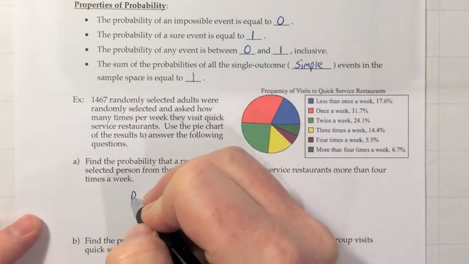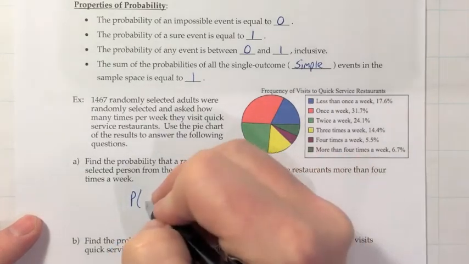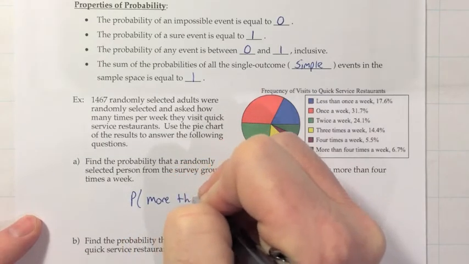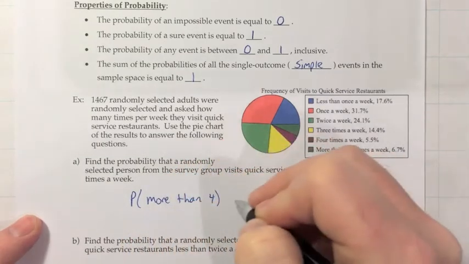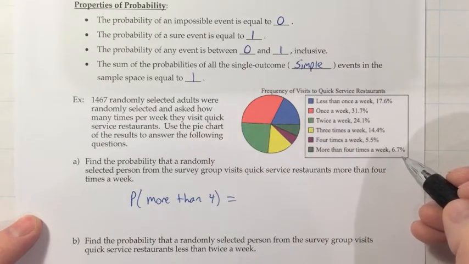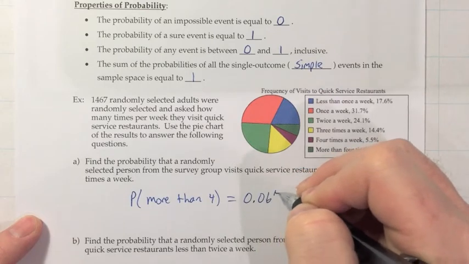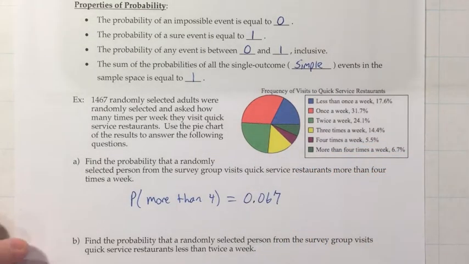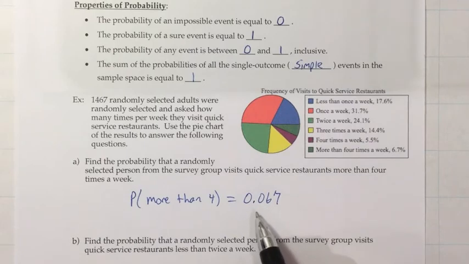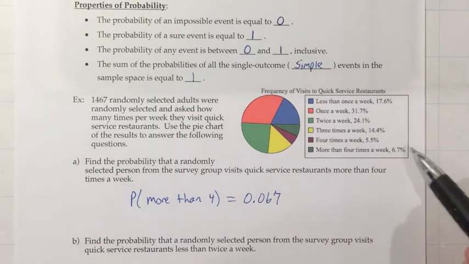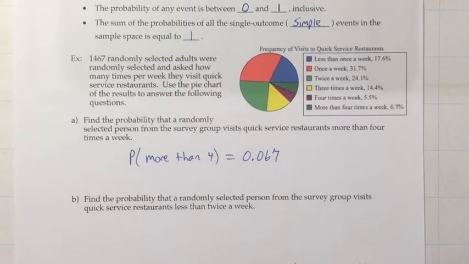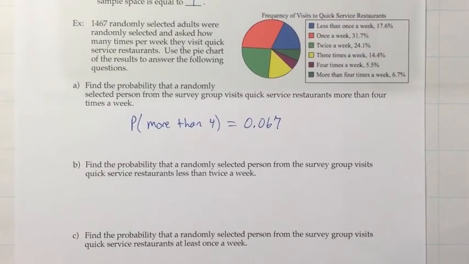So I would say the probability of more than 4 is equal to that 6.7%, but keep in mind we usually write probability in decimal form. If we move the decimal 2 spots to the left and get rid of the percentage symbol, that would be the standard way to write that probability. So the probability answer is essentially just sitting there for us, and our job is to write it in the normal probability way, which would be decimal format instead of percent. Let's look at a couple more.